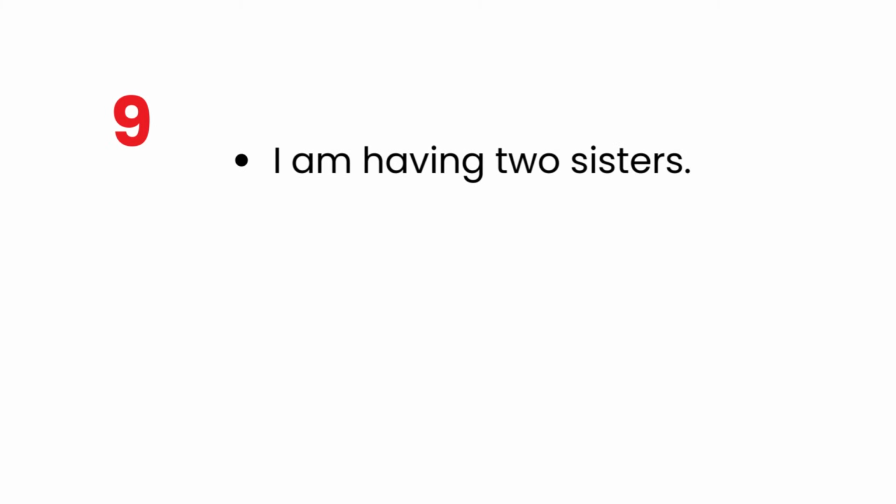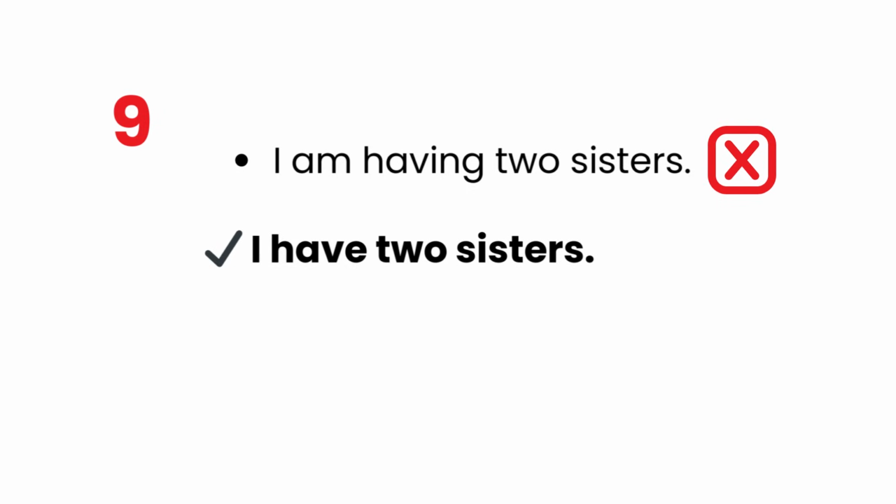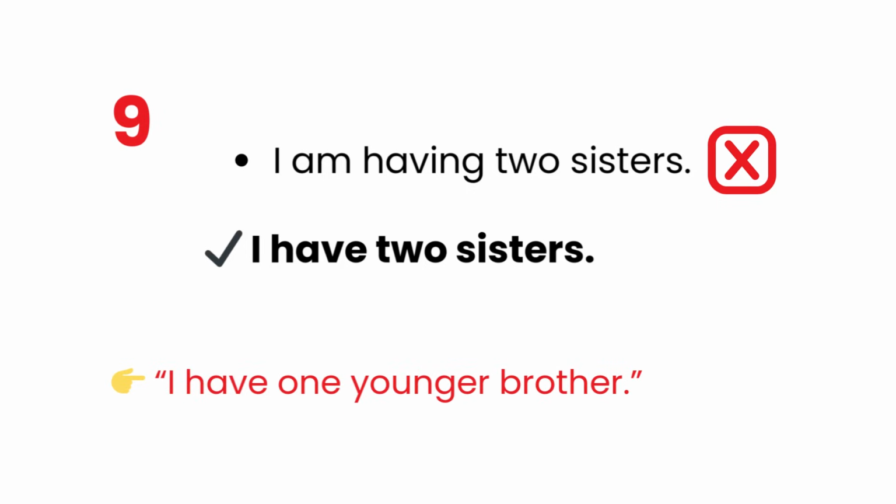Number 9. I'm having 2 sisters. Wrong. For permanent facts, you have to use simple present tense. So, எனக்கு 2 தங்கைகள் இருக்கிறாங்க என்று சொல்றது there is a permanent fact. So, you can't say I am having. You should say I have 2 sisters. I have 2 sisters. Now, say this sentence with me. I have 1 younger brother.